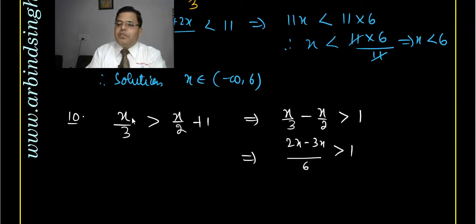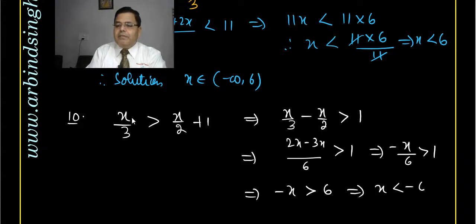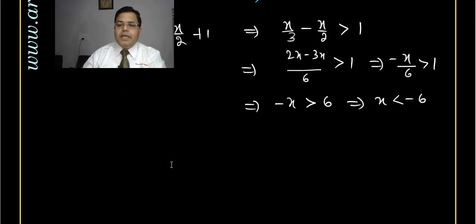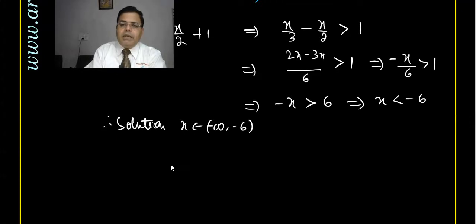So that will be minus x by 6 is greater than 1, which will be minus x is greater than 6, and if you multiply by a negative sign, that will be x is less than minus 6, and hence the solution will be x belongs to minus infinity to minus 6. That will be the answer. Right, so hopefully you will do that.